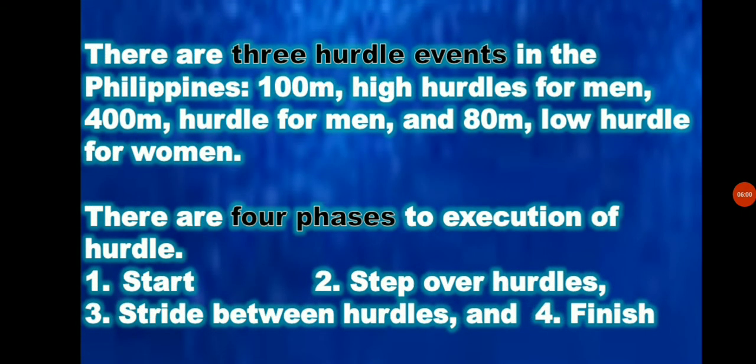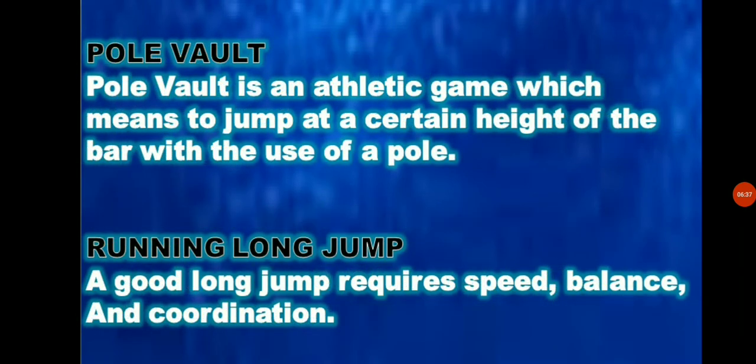We have the 100-meter high hurdles for men, 400-meter hurdles for men, and 80-meter low hurdles for women. There are 4 phases to the execution of the hurdle. The first is the start, then step over hurdles, stride between hurdles, and finish. For the start, the first jump must be long to allow good balance and driving power so that you can make a proper takeoff.